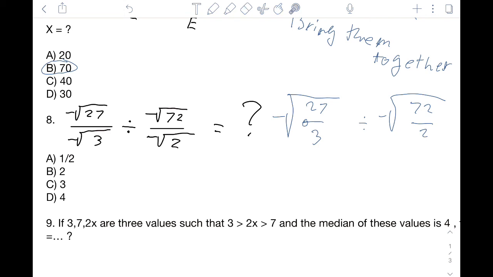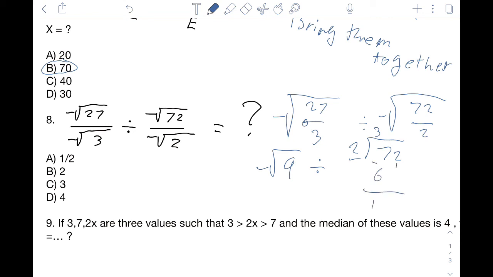So let's see what we can do here. All right, let's ignore the square root for a second. What's 27 divided by 3? Well, we know that that's 9. So we have 9 divided by, what's 72 divided by 2? Well, if you don't know, you can always use long division, all right? How many 2's fit into 7? Well, not 4. It's going to be 3, because it will give us 6, all right?